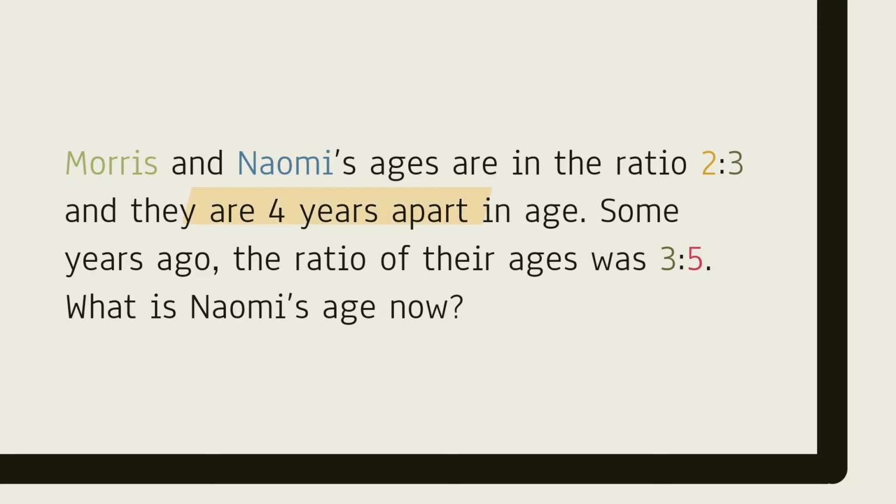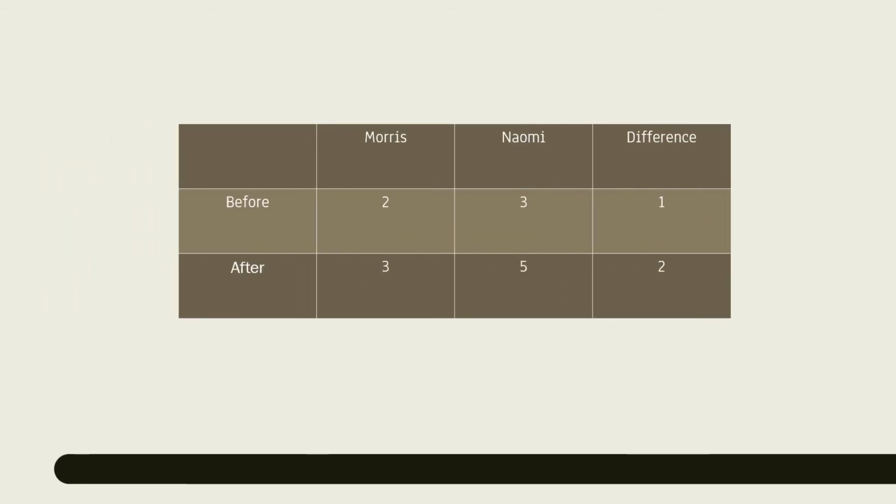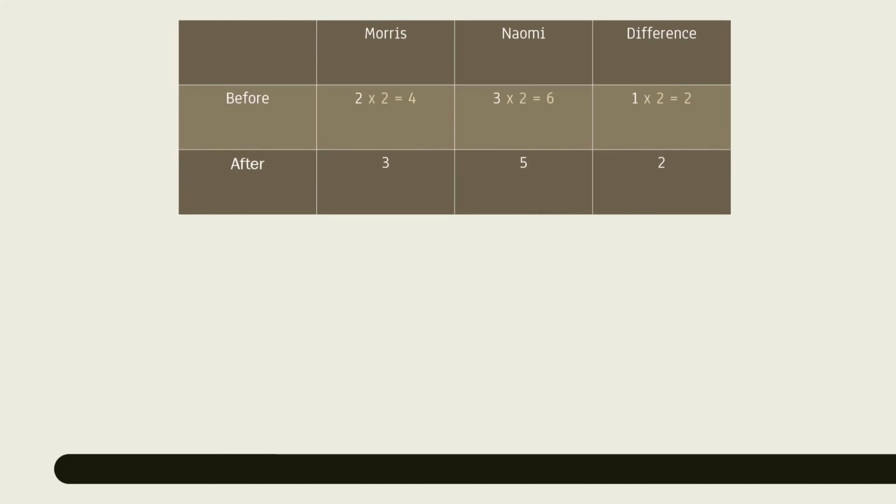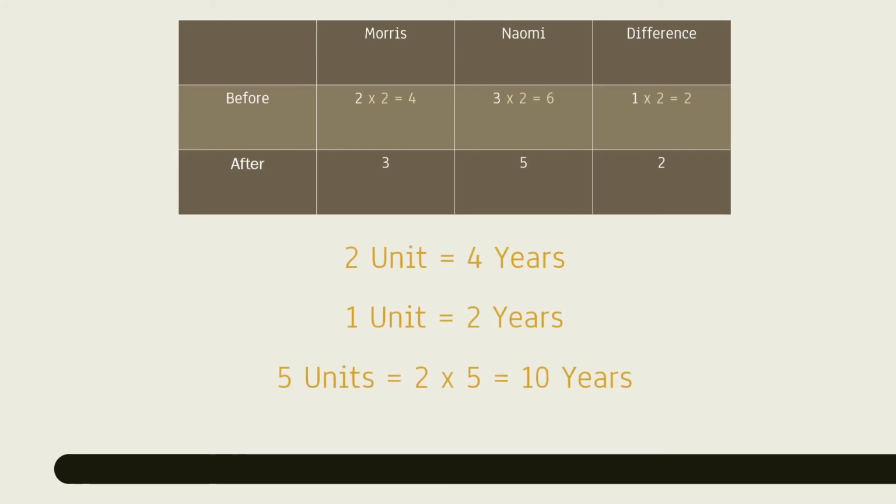So, the important phrase here is that they are 4 years apart in age, which means that no matter how much time passes, they will always stay 4 years apart in age. Similar to the previous question, we can draw a table but with the third column recording the difference instead of the total. Following the same method, we then convert the difference into their lowest common multiples, and then we solve accordingly.